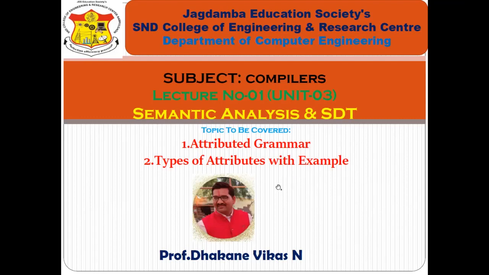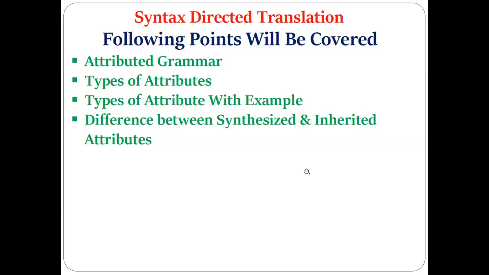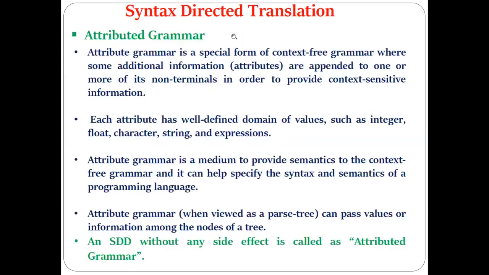Now in this lecture we are going to discuss attributed grammar and types of attributes, with examples. Now this is the outline of the content that we are going to discuss. We are going to discuss what is attributed grammar, then the types of the attribute, then the types of the attribute with example, and if time permits, we also discuss the difference between the synthesized and the inherited attributes.